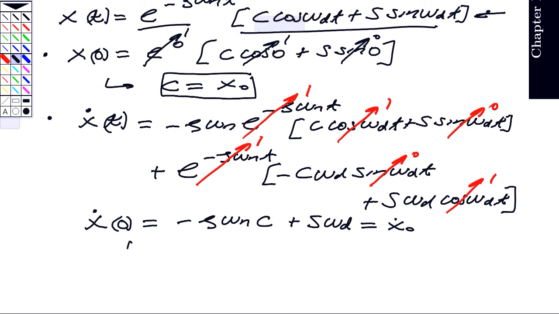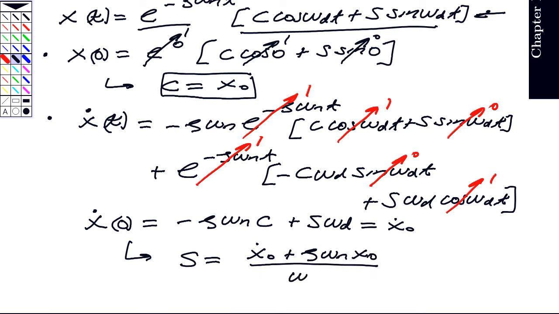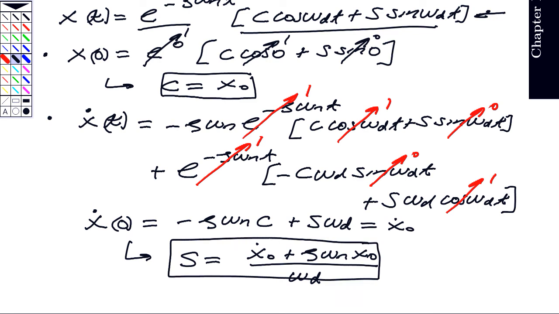From this, we want to solve for s, of course. So s then is going to be x dot initial plus the damping ratio zeta times omega n times c. C was x naught, and divide that by omega d. So these are the response coefficients that we have, s and c. This is how you go about finding that.